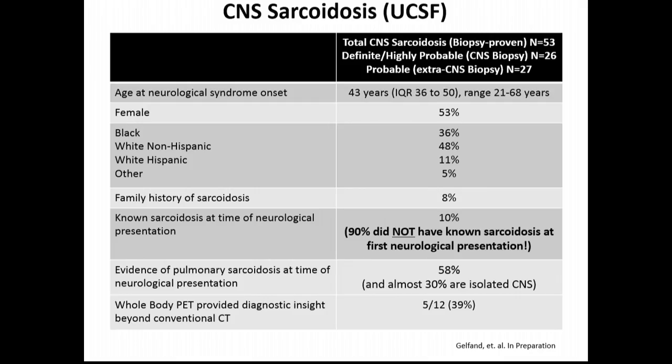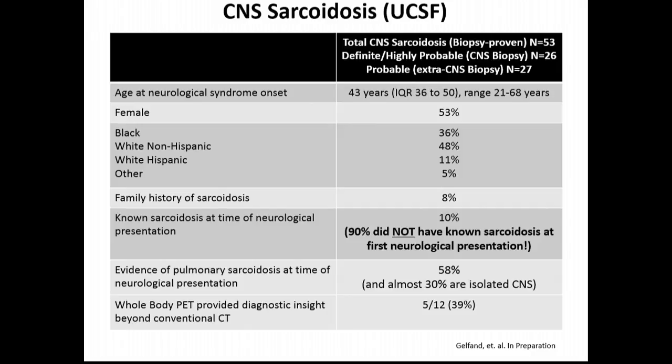So in our experience with biopsy-confirmed CNS sarcoidosis, and I've restricted this to biopsy-confirmed cases, we have 53, about half are CNS biopsy, half are biopsy of other organ systems, most commonly lung. What we see is that in central nervous system sarcoidosis, so classic CNS neurosarcoidosis, it tends to be a disease that shows up in the 30s to 60s. The median age is around 43 years.